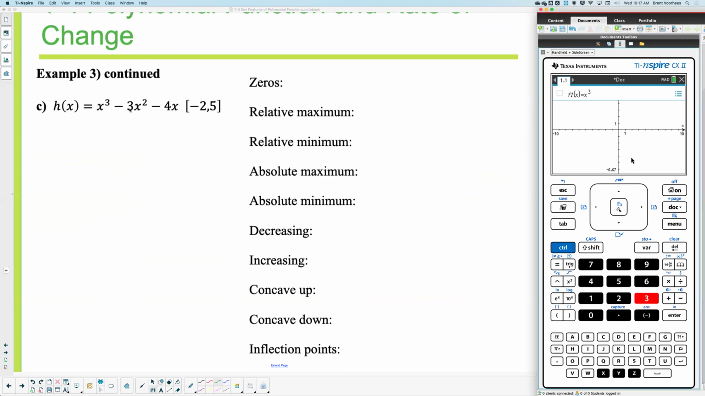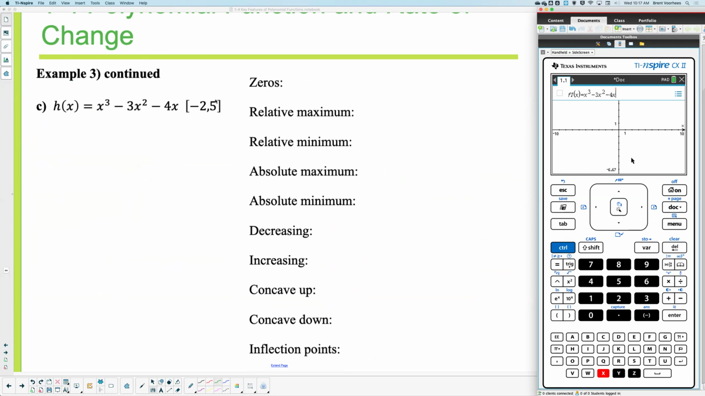Tell me before I hit enter, what shape will this be? What type of polynomial is it? Is it linear, quadratic, cubic? What is this one going to be? Cubic. Minus 3x squared minus 4x, which means it should look like an S-curve.